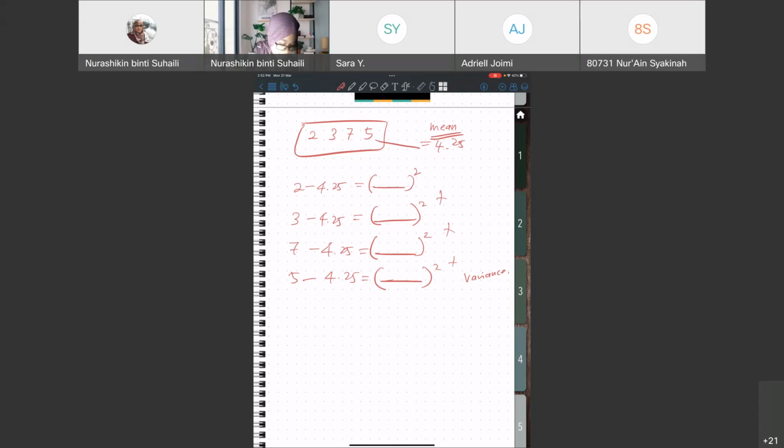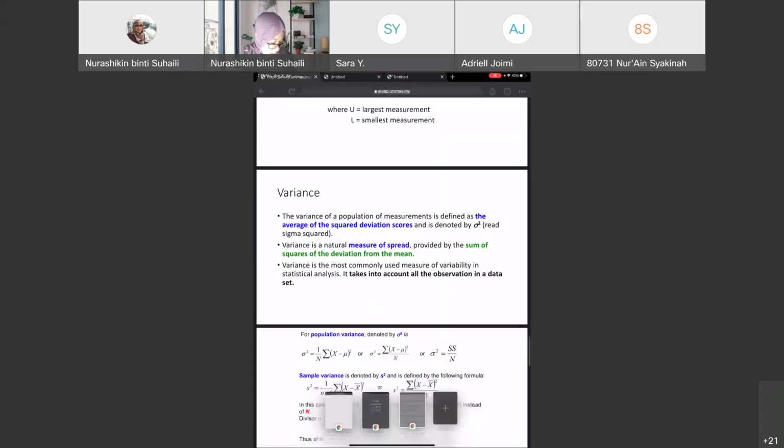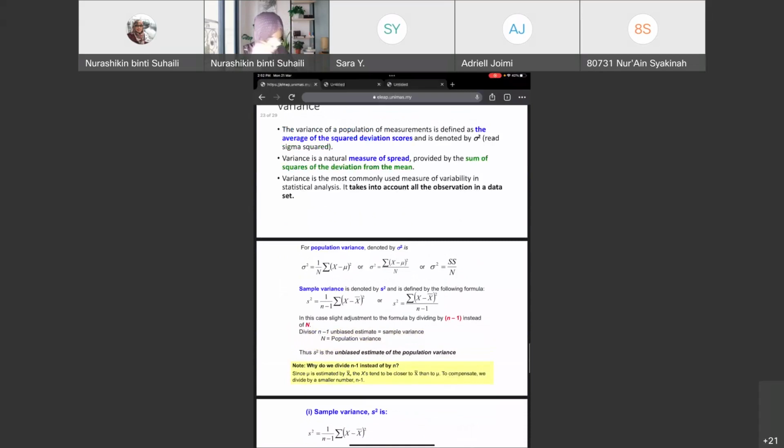Standard deviation is the square root of the variance. This is standard deviation. And the symbol is sigma. Okay, sigma. This is what we call sigma.